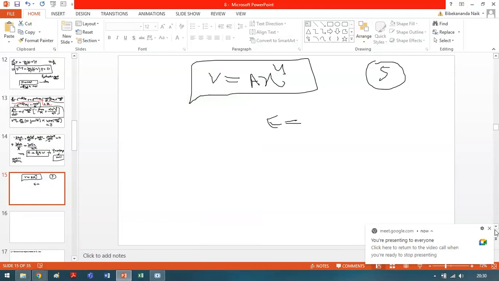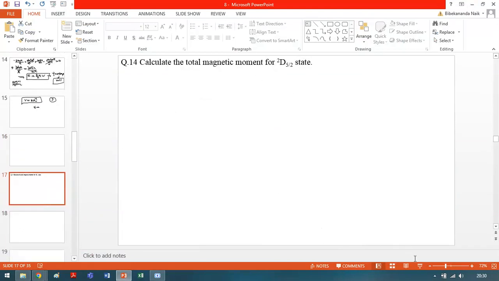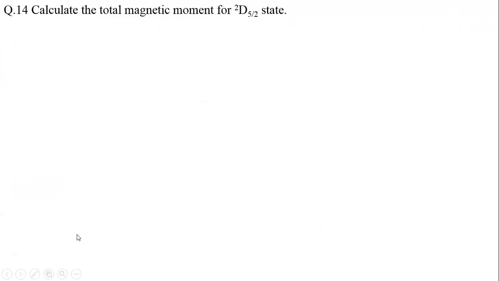Okay, then we will move to the next question. These questions will not be much lengthy. Here we want to calculate the total magnetic moment for the 2D 5 by 2 state. So can anyone tell me, for the 2D 5 by 2 state, what is the value of L, what is the value of S, and what is the value of J? Anyone?